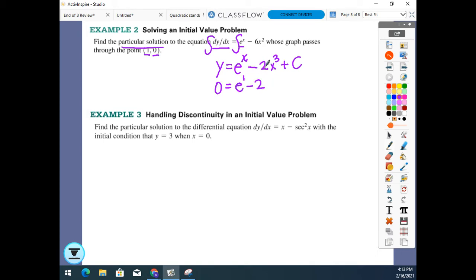And so 1 to the third times 2 is just 2. So this one's kind of weird. When we get c by itself, I need to add 2 and subtract e. So 2 minus e, this entire thing, is c. So the particular solution is y equals e to the x minus 2x to the third plus my constant, 2 minus e.